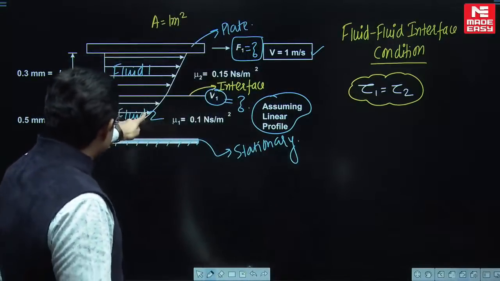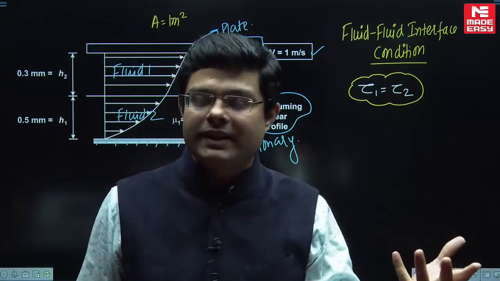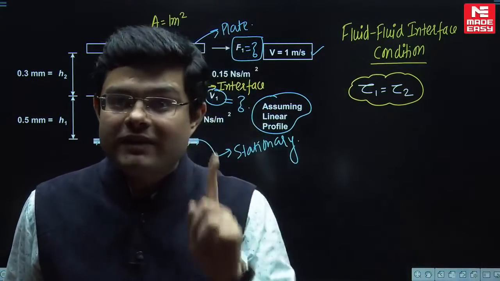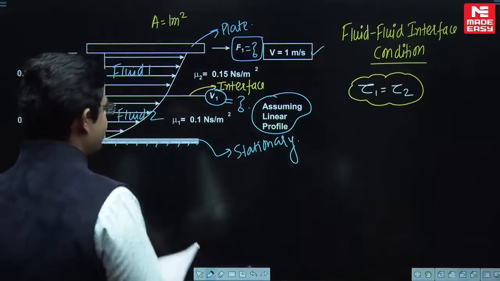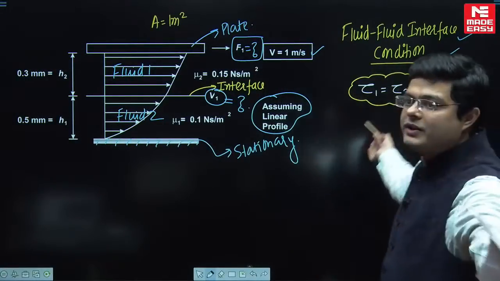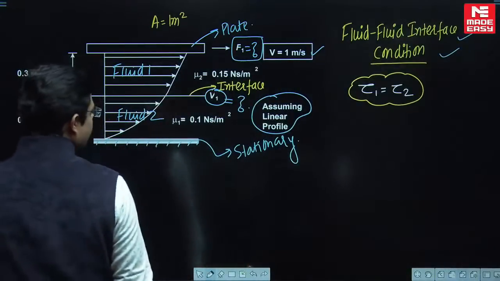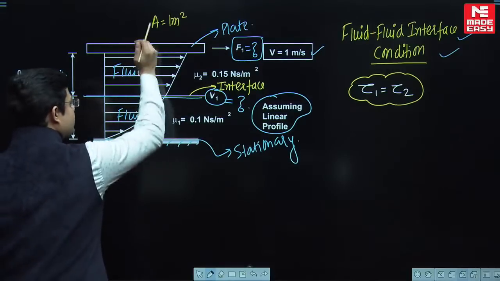But in this particular problem, the velocity distribution is linear. Linear means power 1. So the shear stress distribution is going to be constant. Excellent. So what is the fluid-fluid interface condition? Already taught in every batch of Made Easy. This is the interface, so the shear acting throughout is the same.